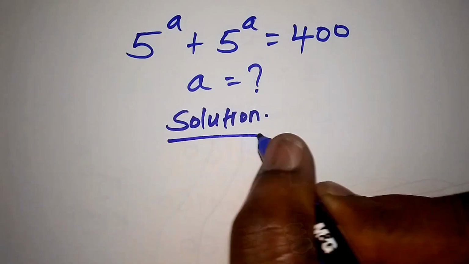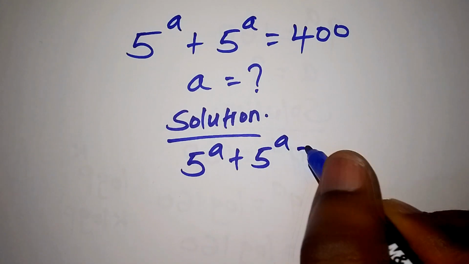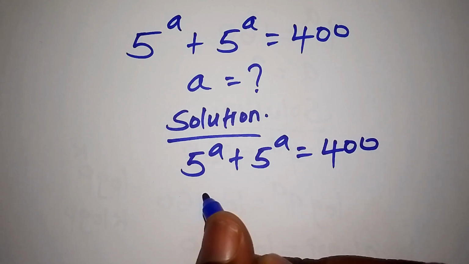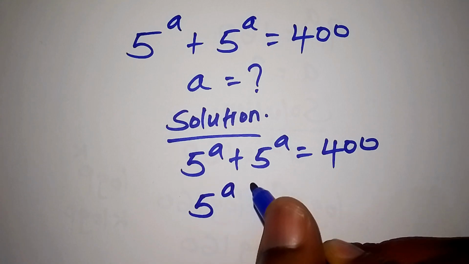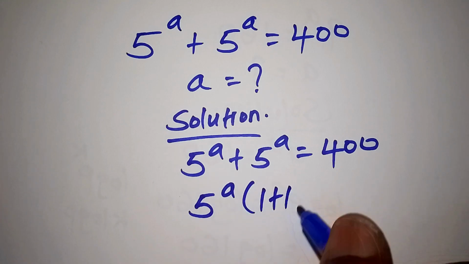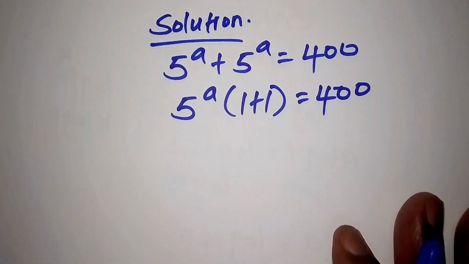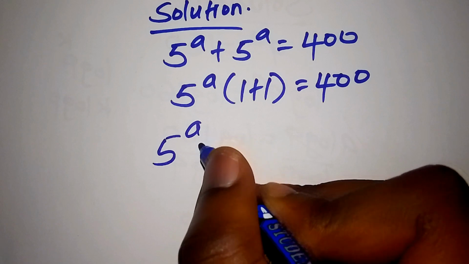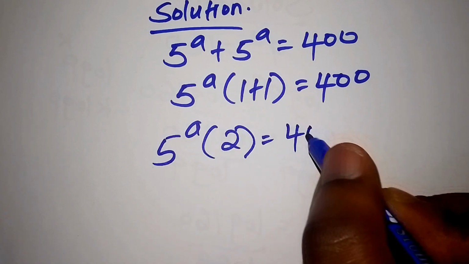So here now we have 5 to the power of a plus 5 to the power of a equals to 400. So we are supposed to find the value for a. So let's now factorize it. We shall have 5 to the power of a, then into bracket 1 plus 1, equals to 400. So let's work out the number that is inside the bracket. So now we shall have 5 to the power of a into bracket 1 plus 1, which is 2, equals to 400.